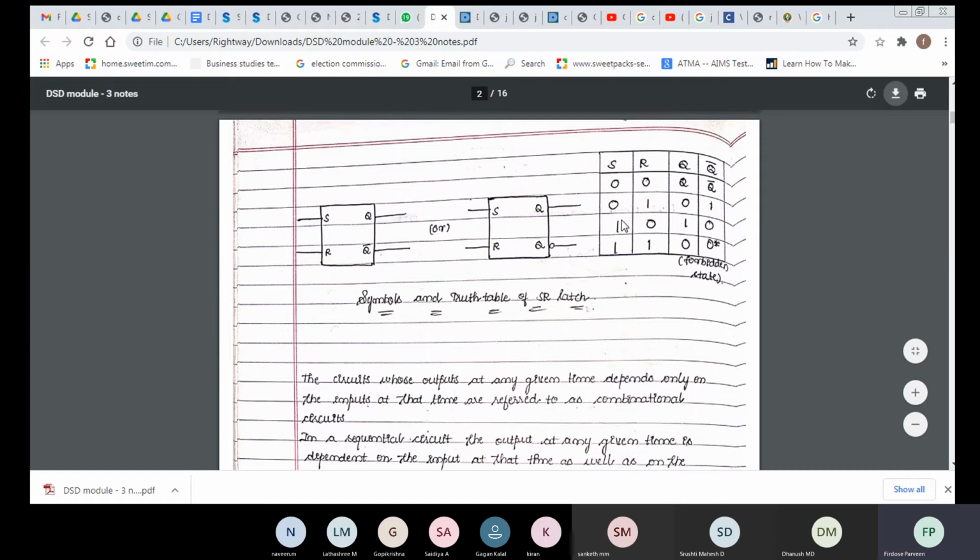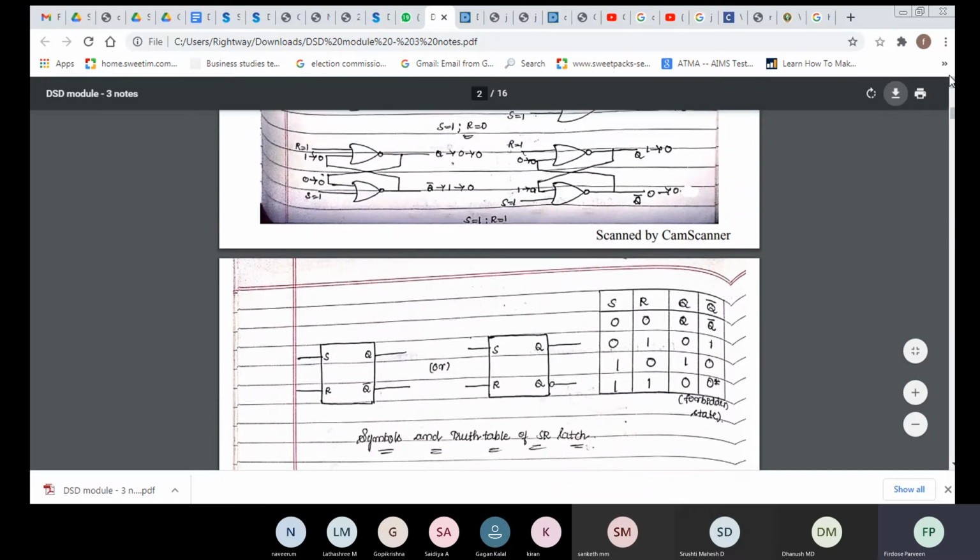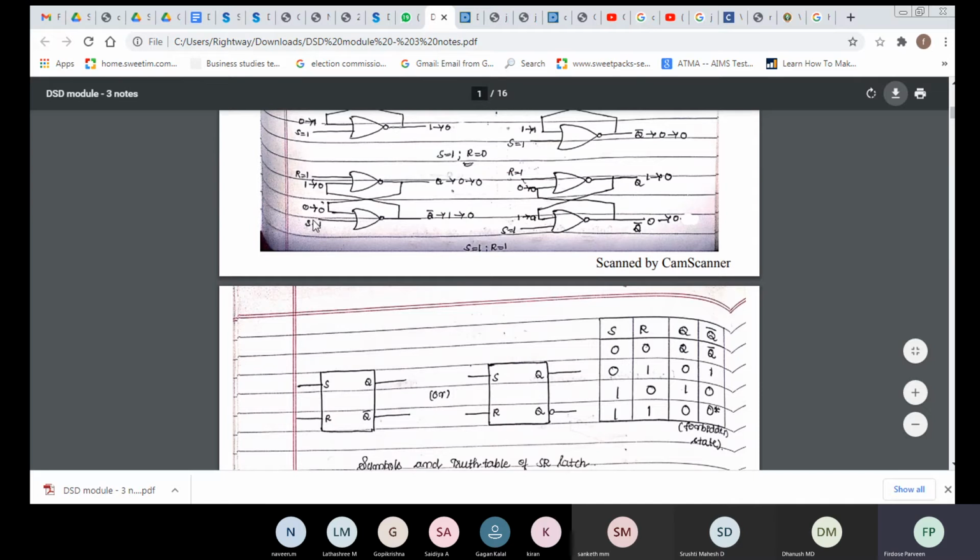So S is equal to 1 and R is equal to 0. Output is what? It is 1, 0. Got? Now, when S is equal to 1 and R is equal to 1, we have seen that the output, this is 0 and this is 0. So what is it? 0, 0. This star indicates it is a forbidden state.